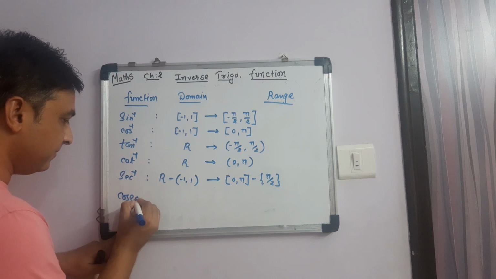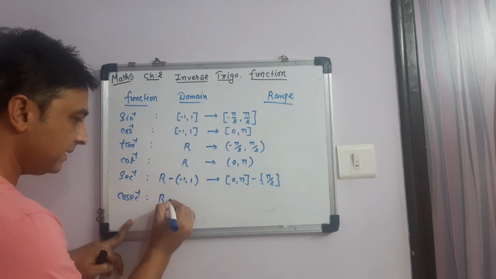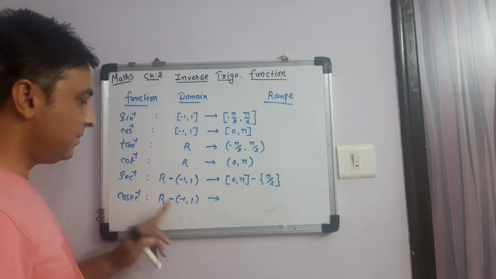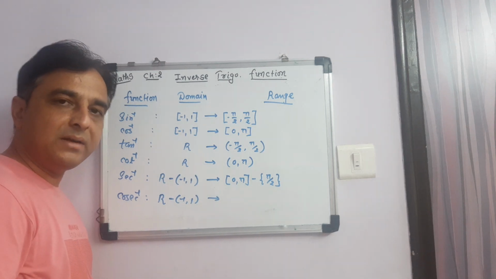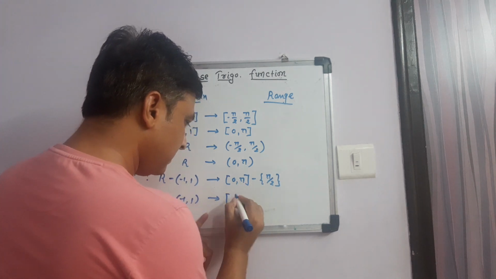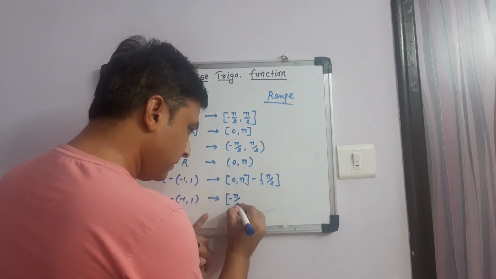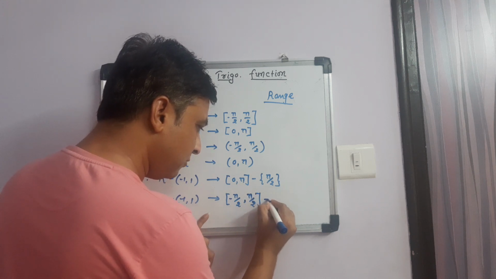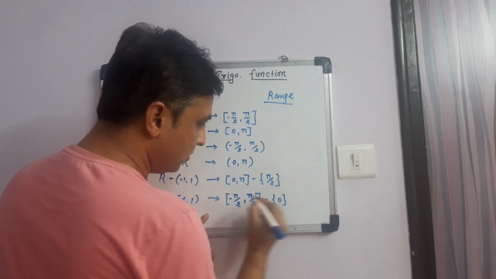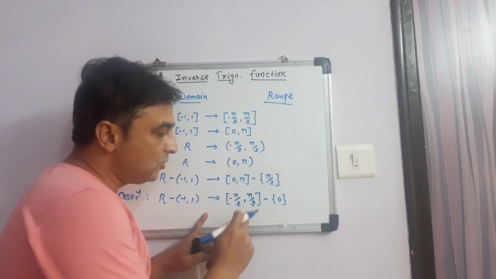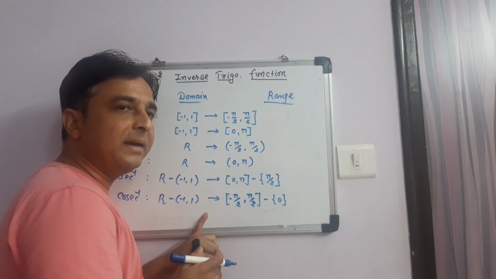Now cosec inverse. It's the same: R minus the open interval minus 1 to 1, and the range will be minus pi by 2 to plus pi by 2 minus 0. All the values from the closed interval minus pi by 2 to plus pi by 2 other than 0.